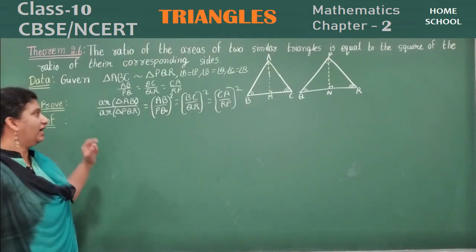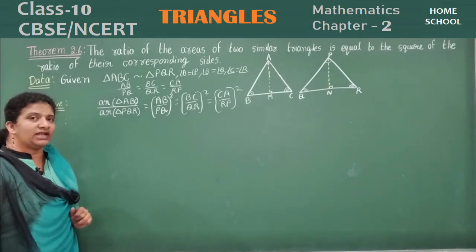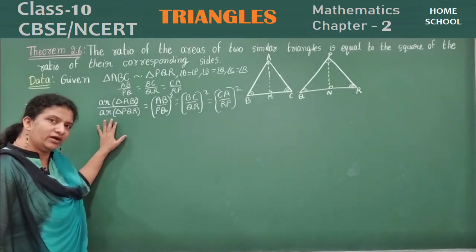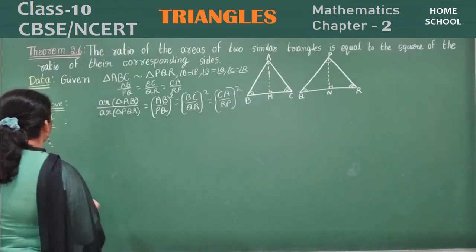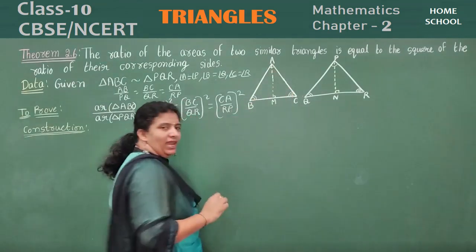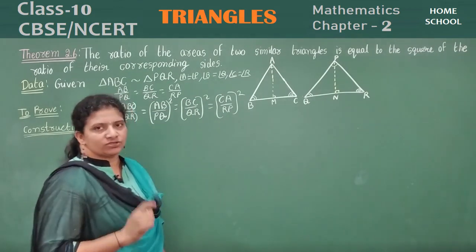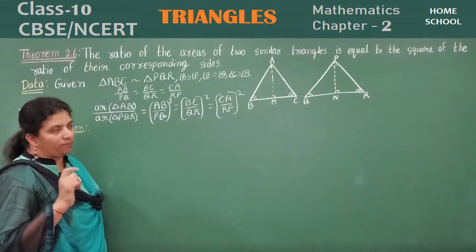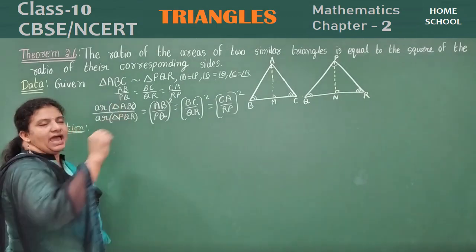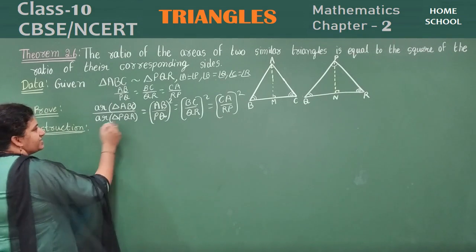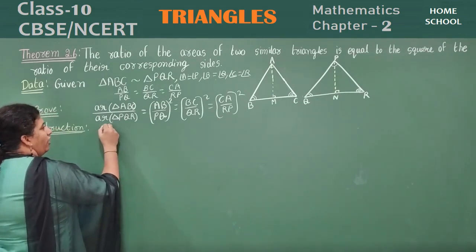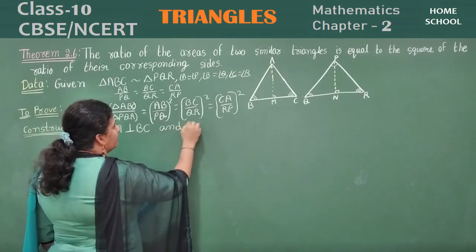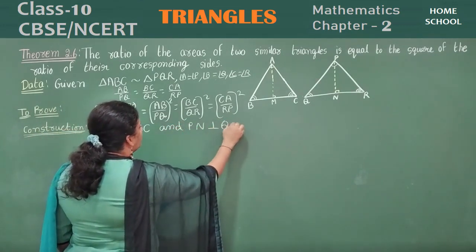How can we start, children, here? I need to prove area of the triangles. So immediately, what do you remember here? Area, half into base into height. So to find area, what do I need to do here? Let me do a tiny construction. What is that construction here? Draw AL perpendicular to BC. Two altitudes we need to draw here, AM and PN, such that they are perpendicular on their respective bases. AM perpendicular to BC and PN perpendicular to QR. In construction, what are you going to write? Construct or draw AM perpendicular to BC and PN perpendicular to QR.